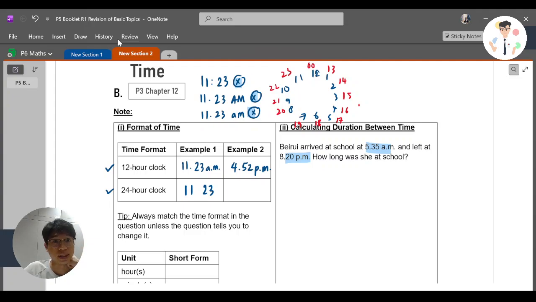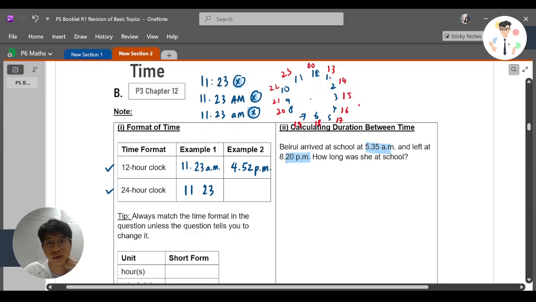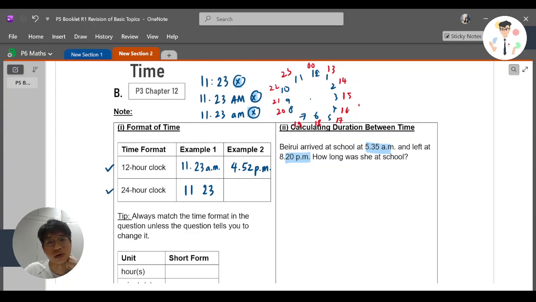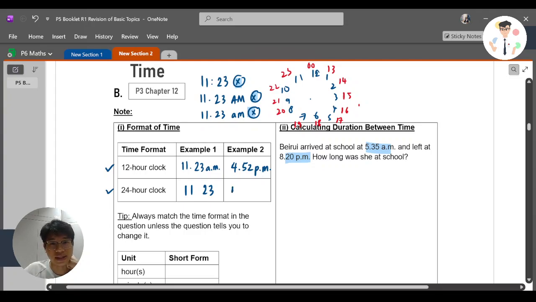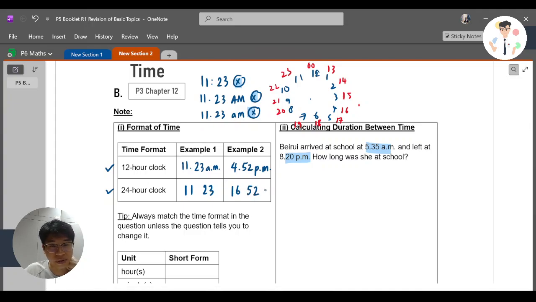If you notice, here it is actually plus 12. 1 plus 12, 13. 2 plus 12, 14. 3 plus 12, 15. 4 plus 12, 16. So in this case, 4:52 p.m. is actually 16 space 52. That's it. Again, there's no a.m. or p.m. here, because putting 16 shows very clearly that it is the 24-hour clock system and it's p.m.